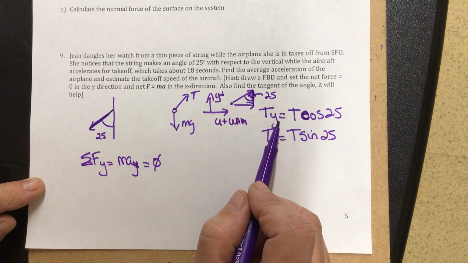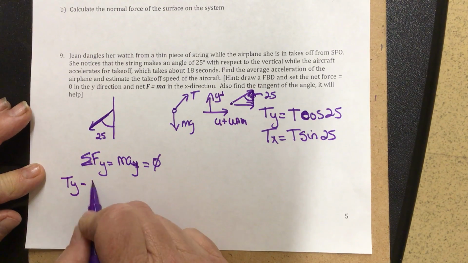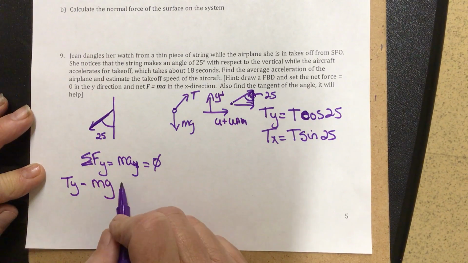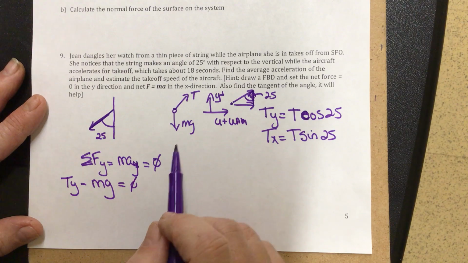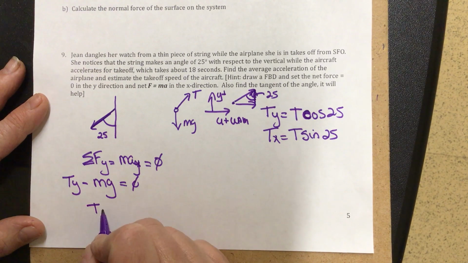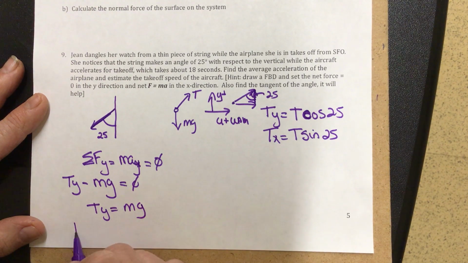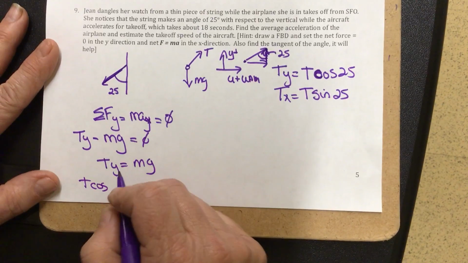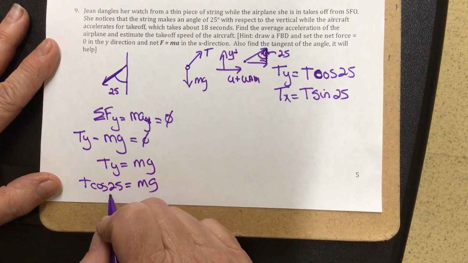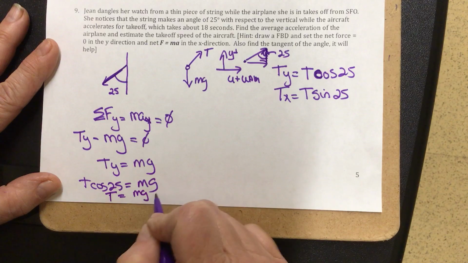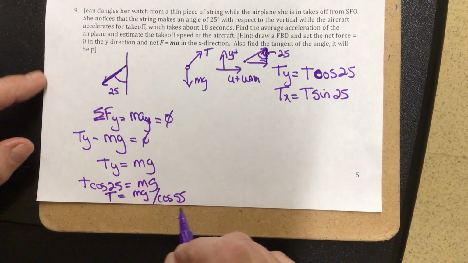So the forces in the y direction: we certainly have tension pulling up, so that's tension in the y direction, and we're going to subtract the weight, and that's equal to 0, because we're accelerating for takeoff, and there isn't really any change in the y direction. And so that means tension in the y is equal to mass times gravity, and tension in the y is tension cosine 25, which equals mg. Let's rearrange for tension, because we'd like to get rid of it. So tension equals the weight divided by the cosine of 25. And that's the y direction. That's all we can do in the y direction.